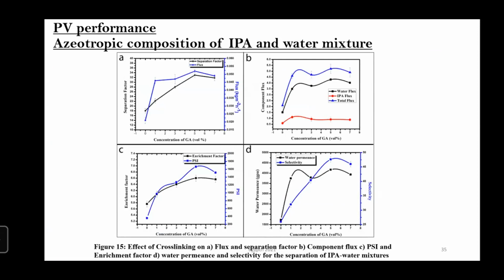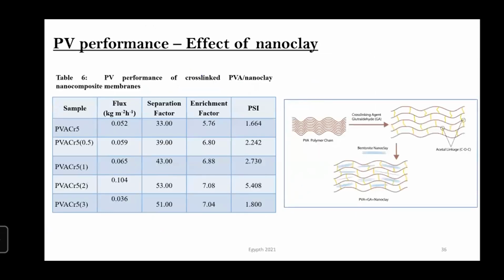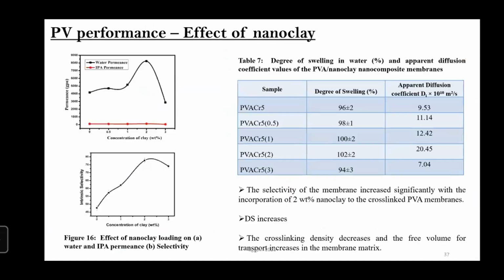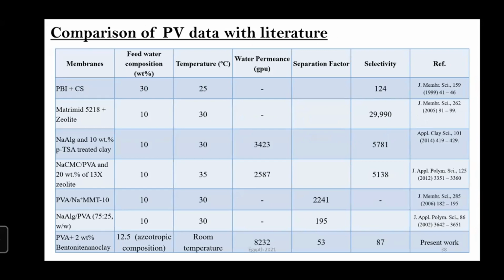And the polyvinyl alcohol with the cross-linking agent, 5 volume percentage of glutaraldehyde, and 2 weight percentage of nanoclay shows a maximum separation efficiency. So the cross-linking also improves the membrane performance for the separation of the bentonite nanocomposite membrane. And this is the comparison of the experimental result with the literature. From this, 2 weight percentage bentonite nanoclay is effectively used for the separation of the 12.5 weight percentage isopropyl alcohol water azeotropic mixture.